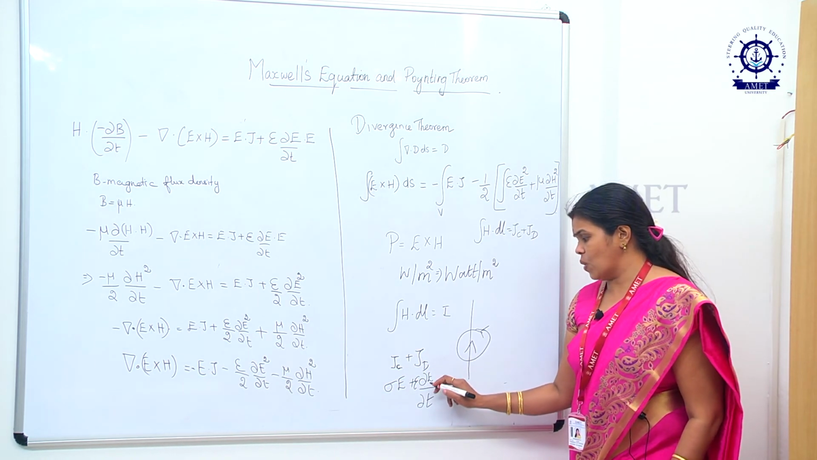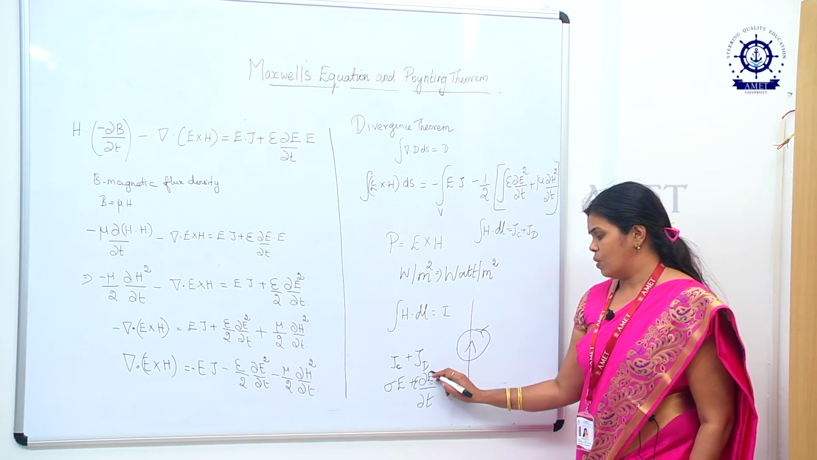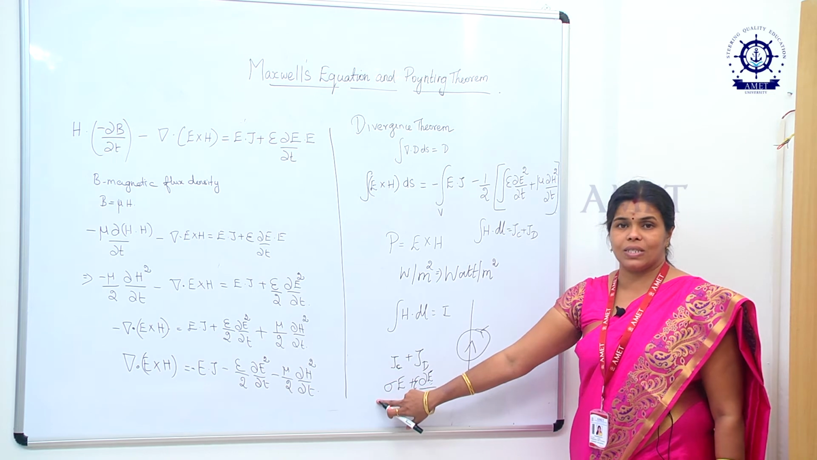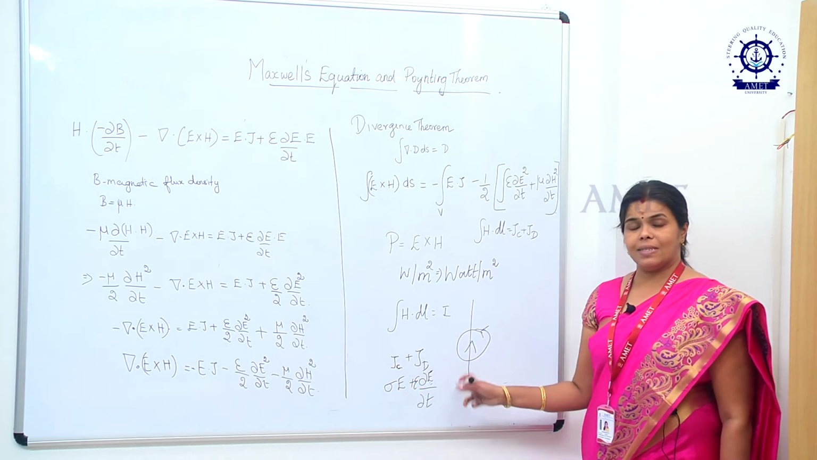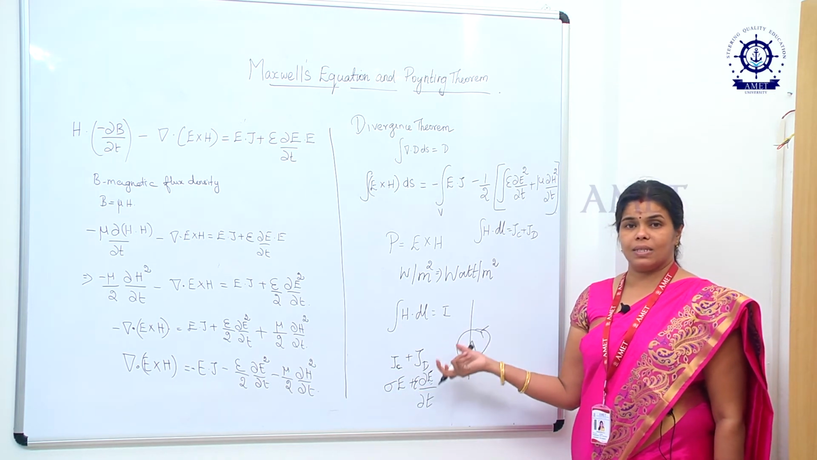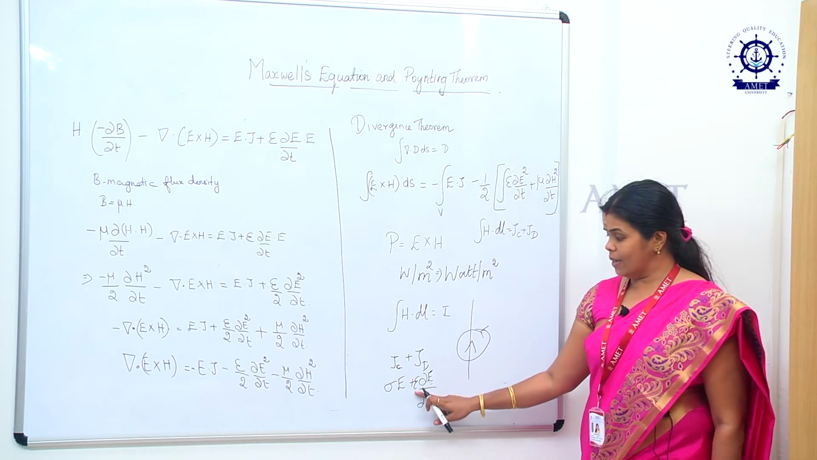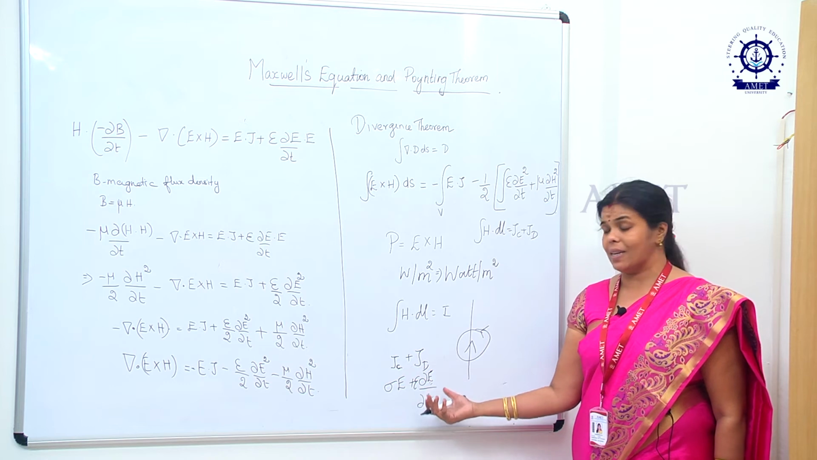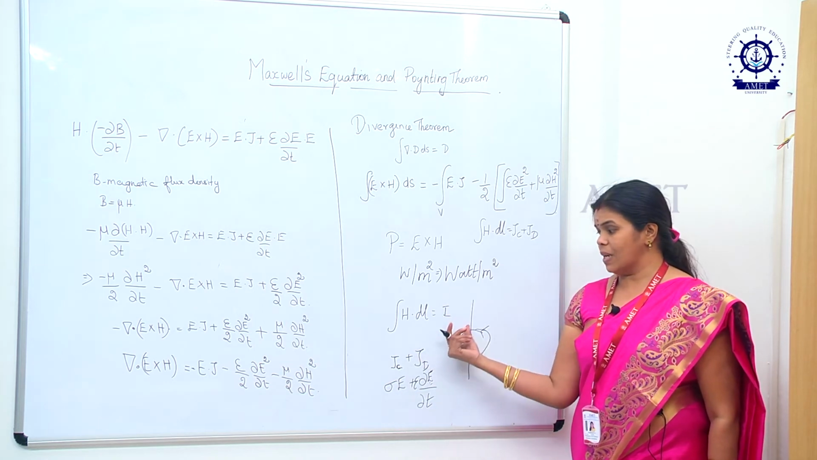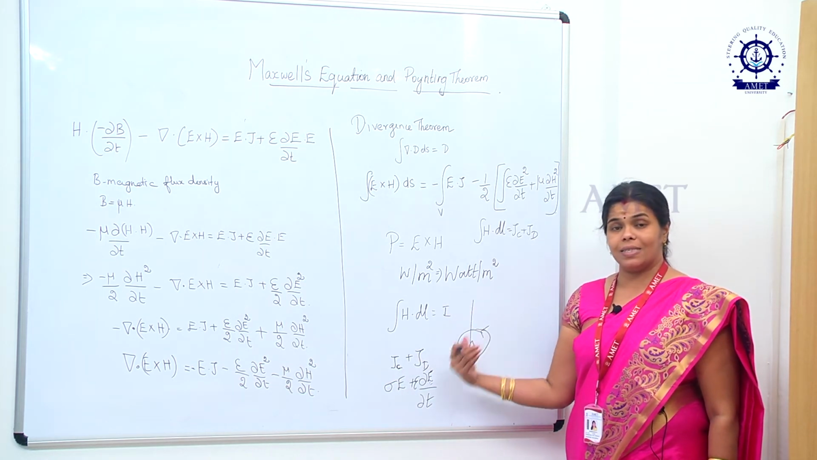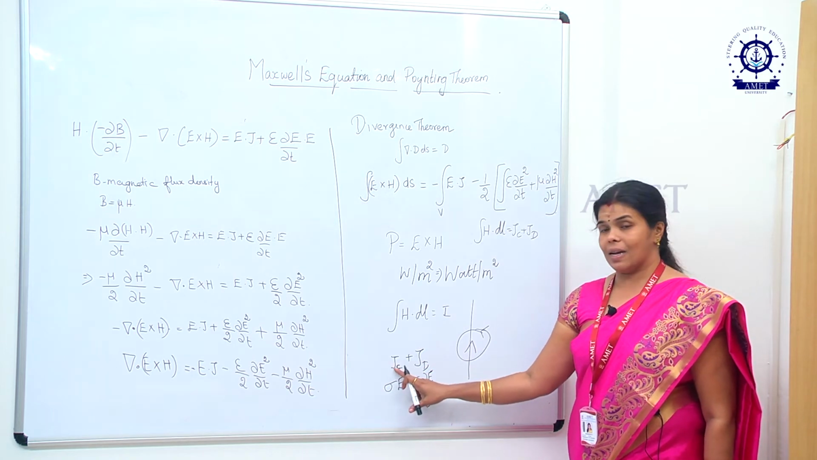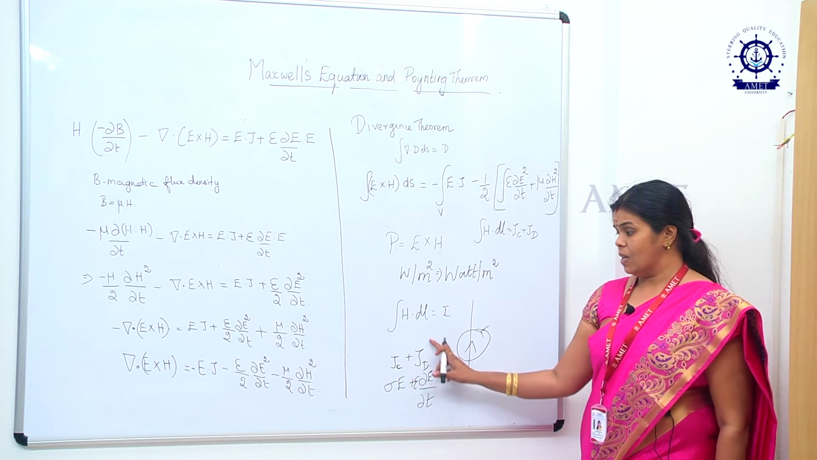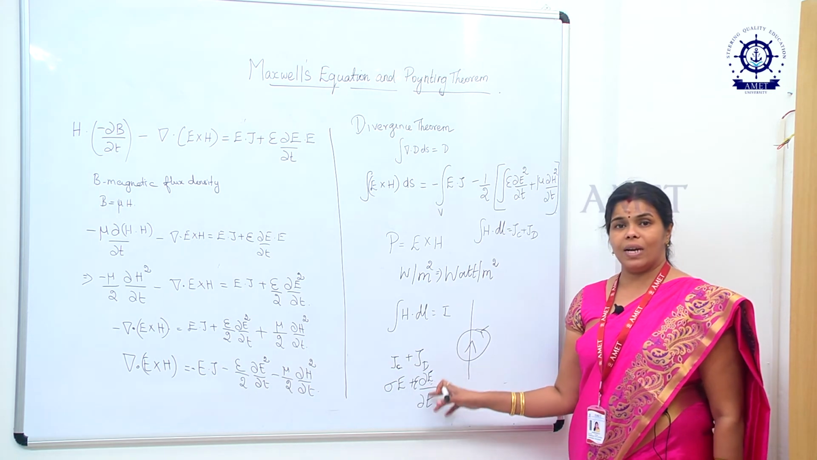So here also, sigma is related with conduction, and epsilon is the permittivity. Permittivity is related with the capacitance. So we can finally conclude that the current can be split into two current density terms, which are known as the conduction current density as well as the displacement current density. So this will be known as the modified Ampere's law.